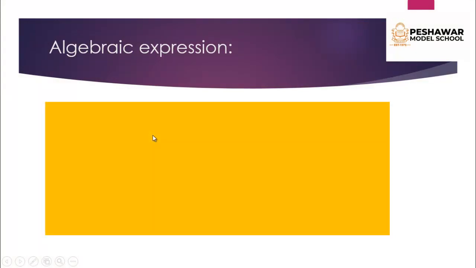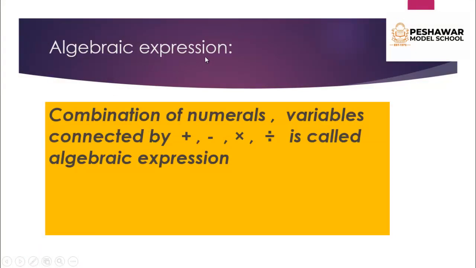Next is algebraic expression. What is an algebraic expression? The combination of numerals and variables connected by the signs of plus, minus, multiply, divide is called an algebraic expression. And these signs plus, minus, multiply, divide are also known as arithmetic operations or fundamental operations. So an algebraic expression is a combination of numerals and variables connected by arithmetic operations.